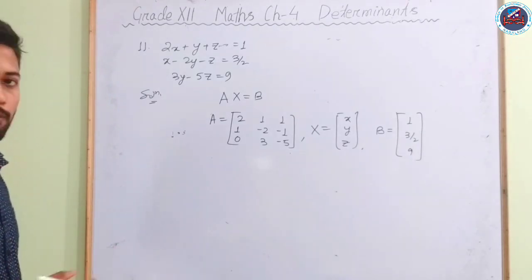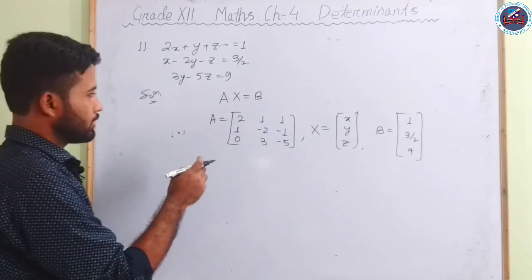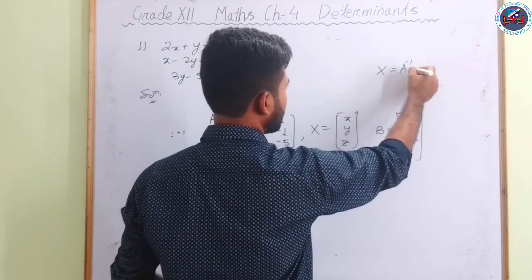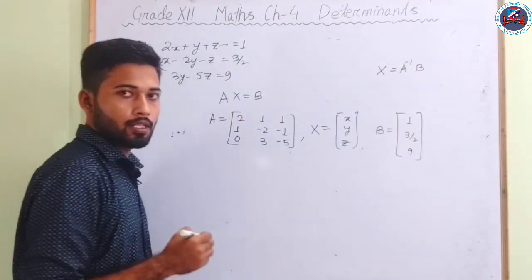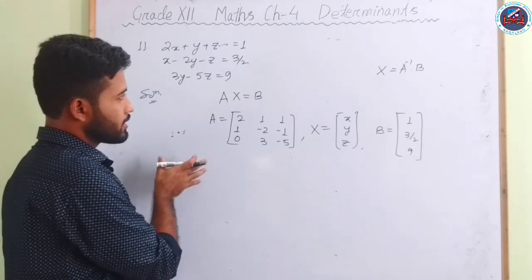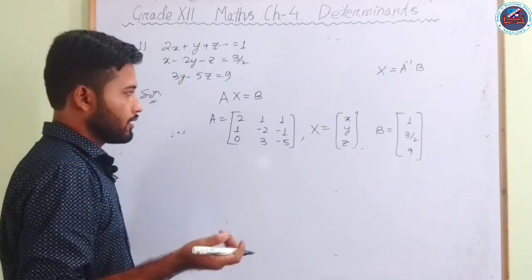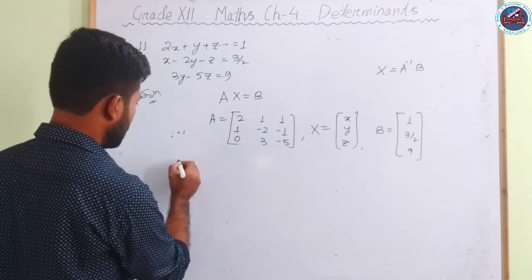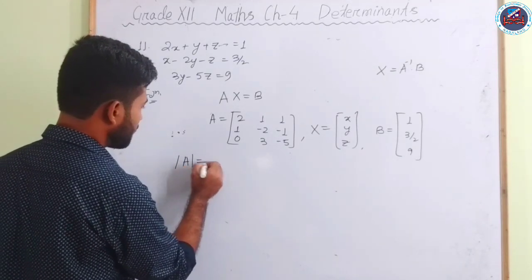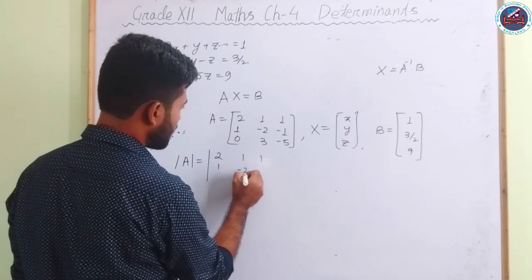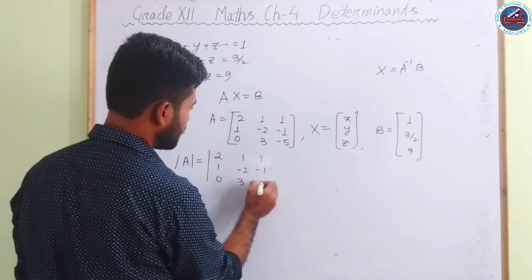Now the first thing we need to do is, if we want to find X, we can find it as A inverse B. So the first thing we want to check is whether this matrix is non-singular or not, by finding the determinant. The determinant of A will be 2, 1, 1, 1, minus 2, minus 1, 0, 3, minus 5.